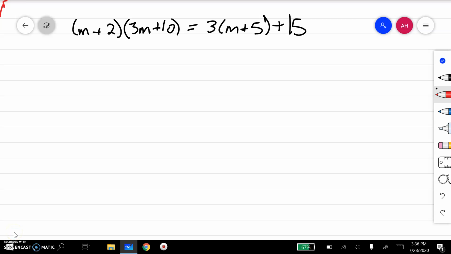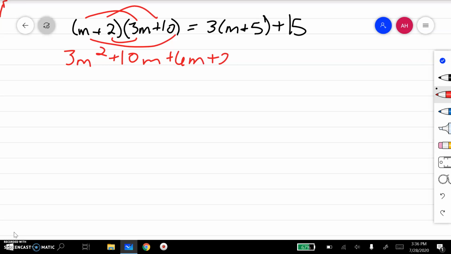Alright guys, so first, when you have an equation like this with parentheses, that tells you that you have to multiply this out before you can do anything else. And so I'm going to FOIL the first set. So we've got 3m squared, plus 10m plus 6m plus 20.